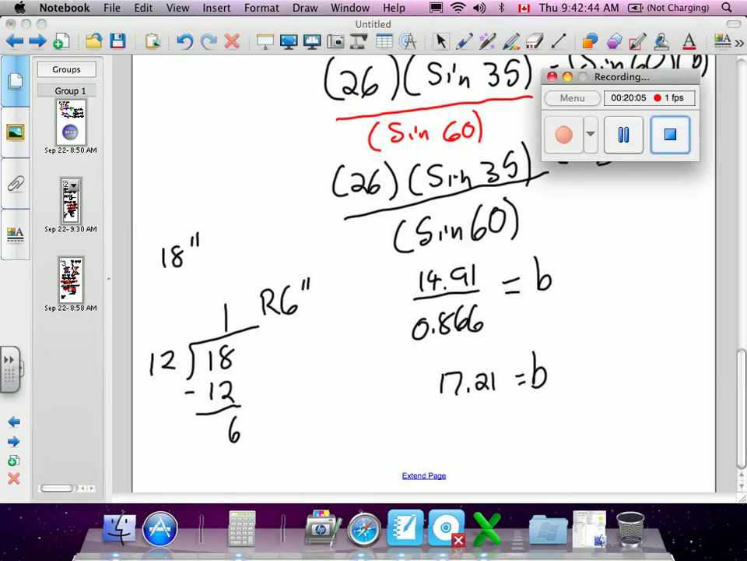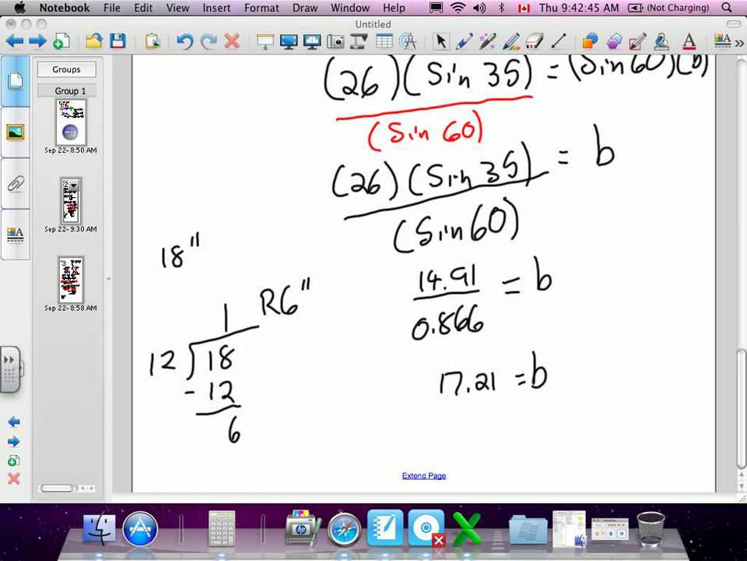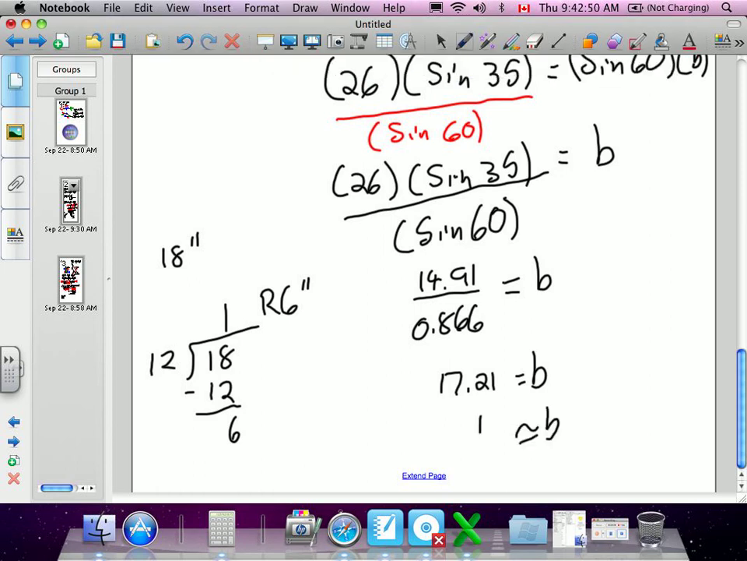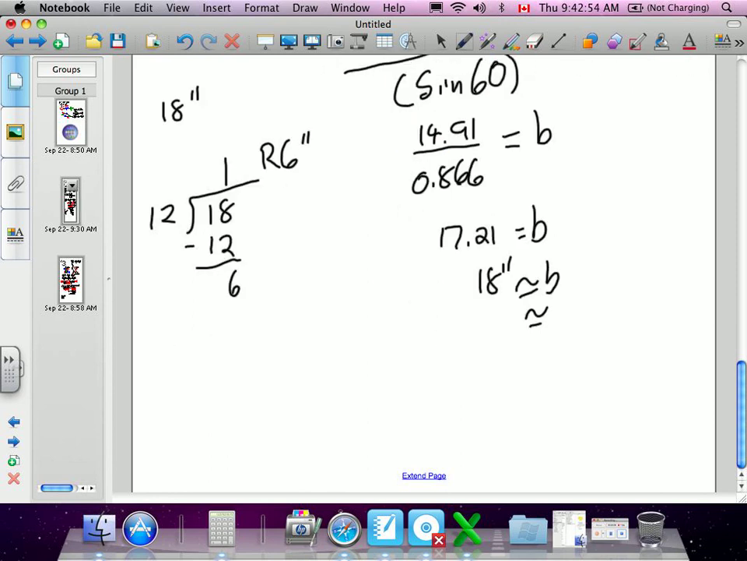Thank you. Okay. So we have 1 foot and the remainder is inches. So we said B is approximately 18 inches, which is also, from what we know, 1 foot and 6 inches of material. Okay? So we convert it back also. So we had quite a few things there.